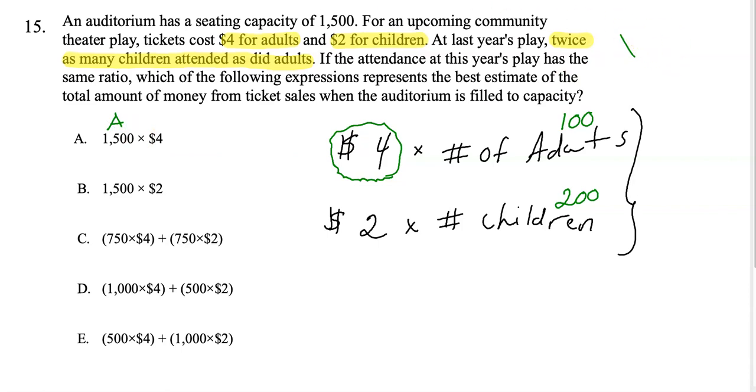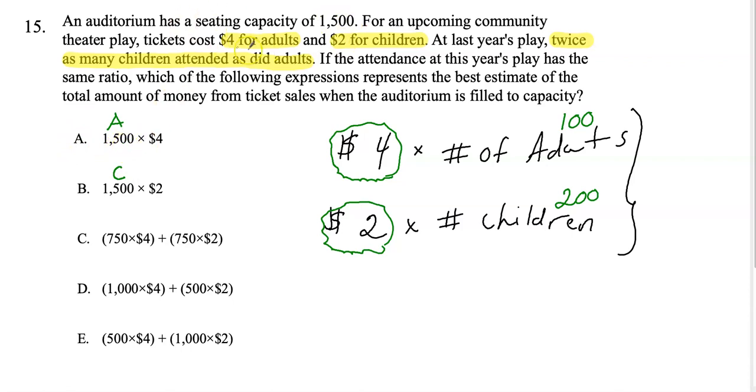I'm not going to write that there. Wherever I see a $2 in my answer choice, it represents the cost for a child. So here, this is $2 for the number of children. So watch. This is what the answer choice is saying.